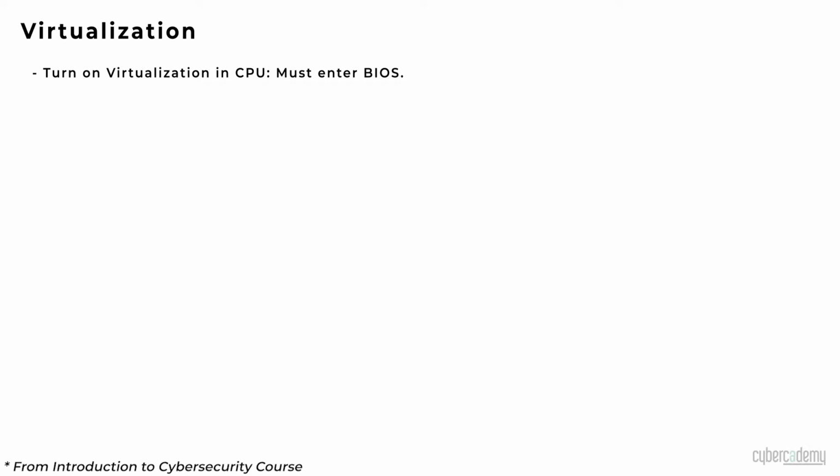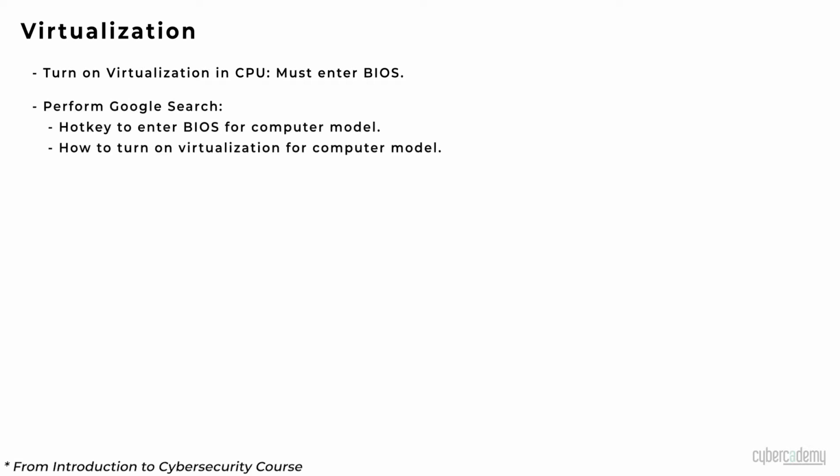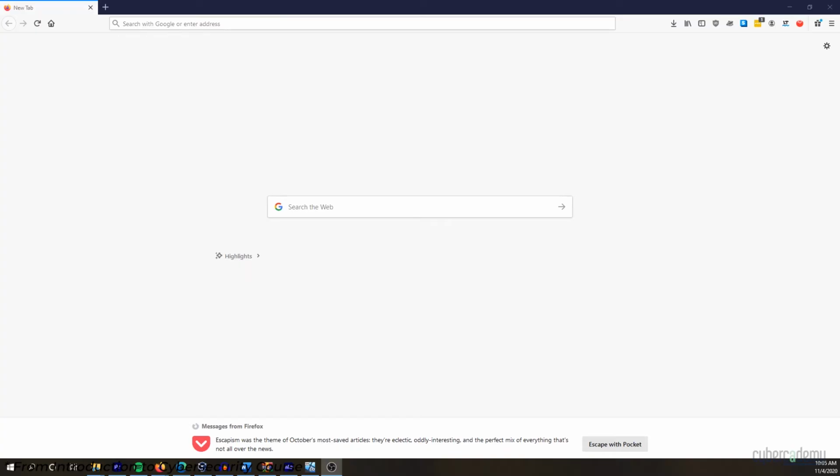Before you restart your computer, perform a simple Google search to find the hotkey used to enter the BIOS specific to your laptop or computer model. Usually it's F1 or F2, but it can be different depending on the computer model you have. Once you have found this hotkey, look up how to turn on virtualization for your specific computer model.